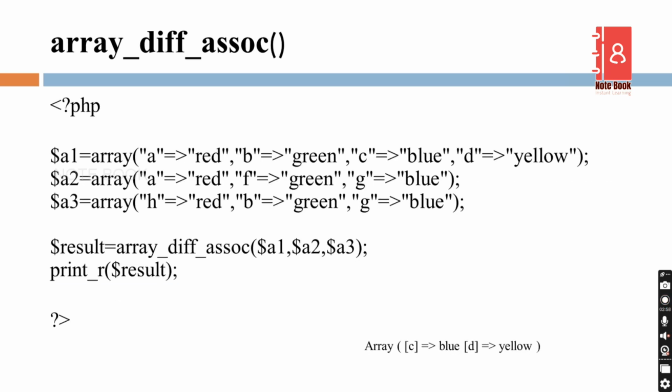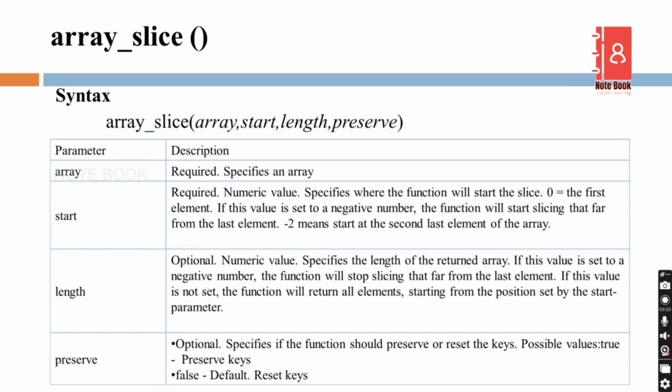There is example code given. A is equal to red, B is equal to green, C equal to blue, D is equal to yellow in the first array, that is array $a1. In the second array $a2, we have A equal to red, F equal to green and G equal to blue. And in the third array $a3, H equal to red, B equal to green and G equal to blue. Here we are using array_diff_assoc and we are finding out the result, where C is blue and D is yellow will be the differences between these arrays $a1, $a2 and $a3. So this was the output from this code.